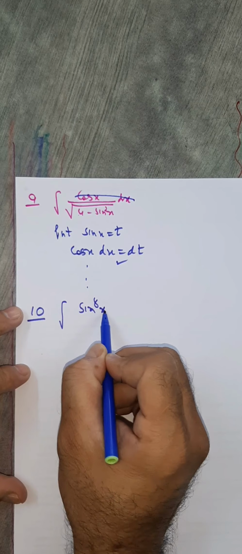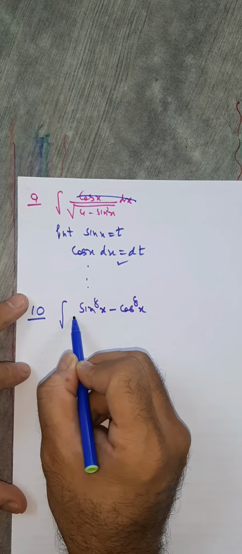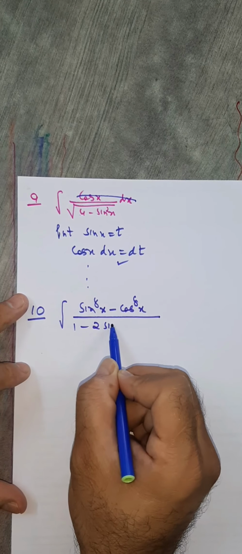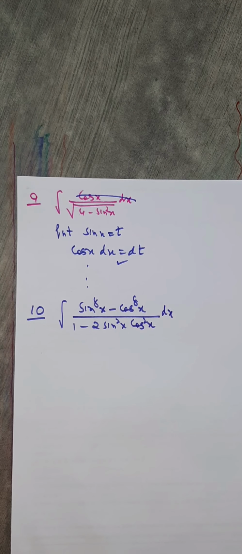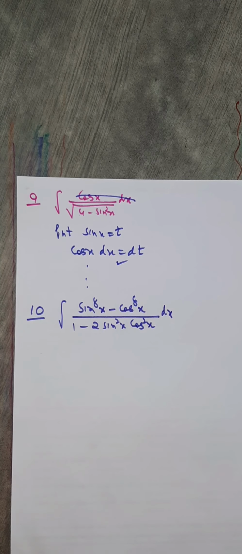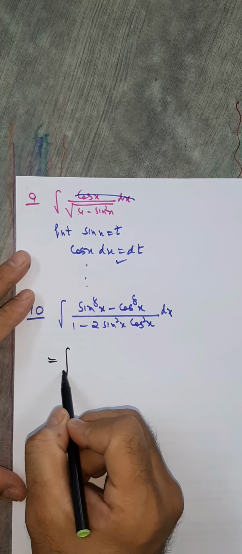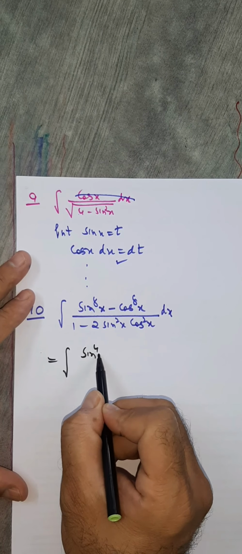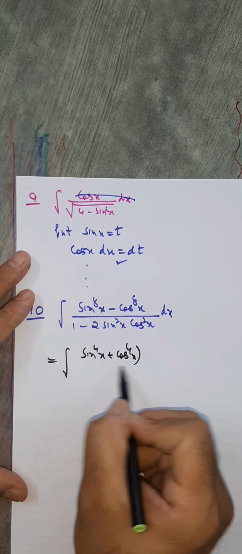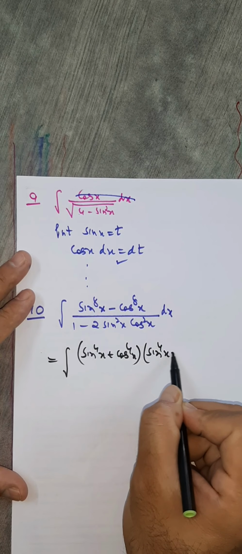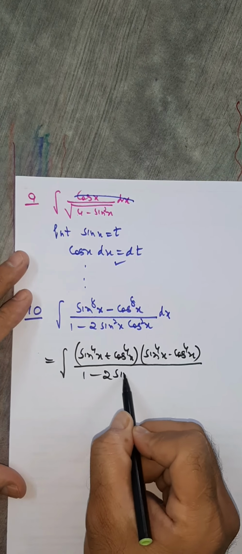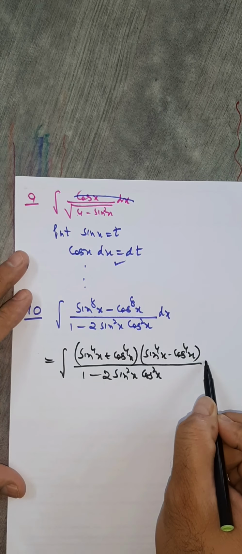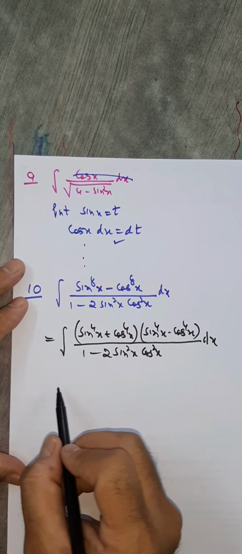You have sine raised to 8 minus cosine raised to 8 upon 1 minus 2 sine square into cos square. Now here obviously you need to simplify the function. This is just simplification of a trig function, remember. So what we do, first we simplify the numerator. The first step is sine raised to 4x plus cos raised to 4x into sine raised to 4x minus cos raised to 4x upon 1 minus 2 sine square cos square. Let me keep it as it is right now. If necessary, we'll simplify. Let's continue here.